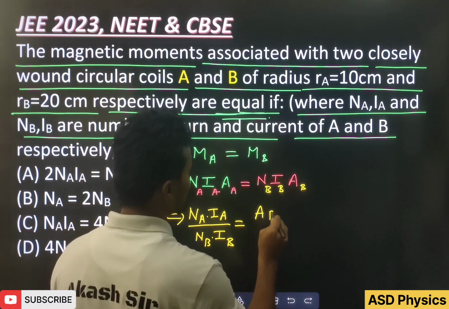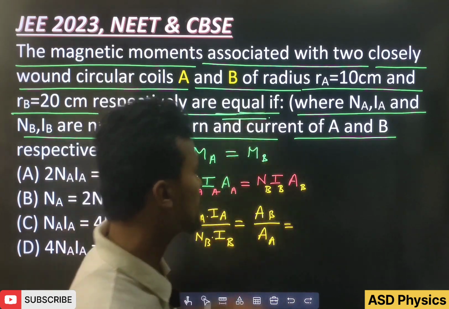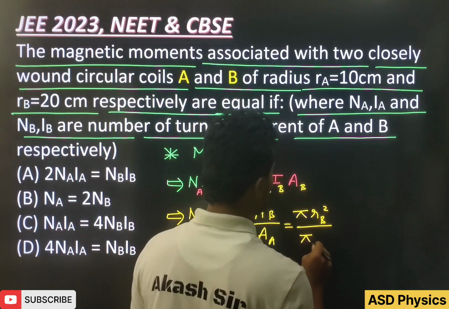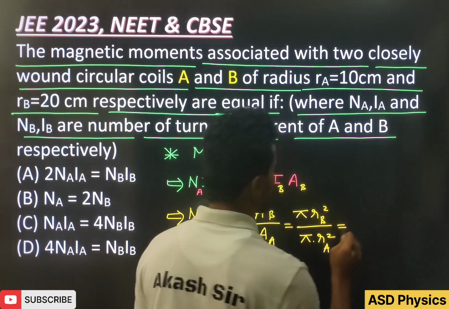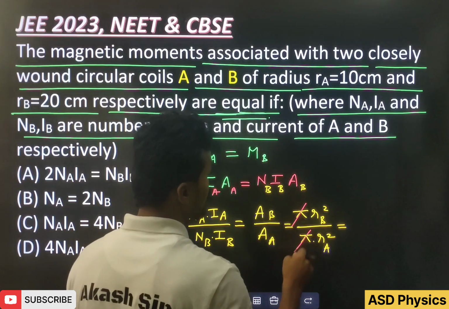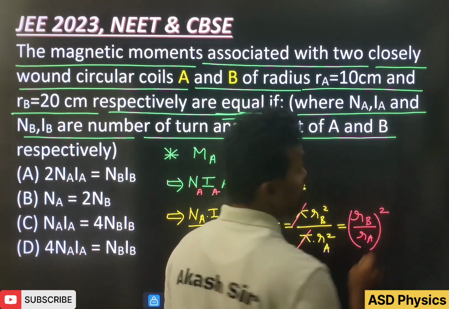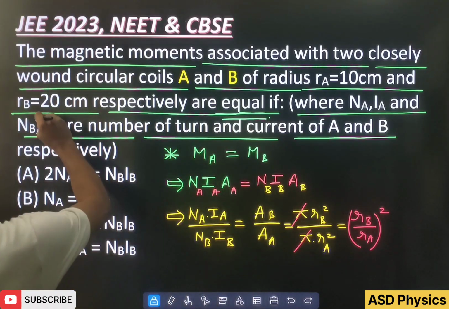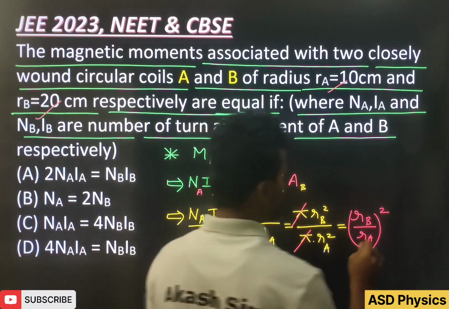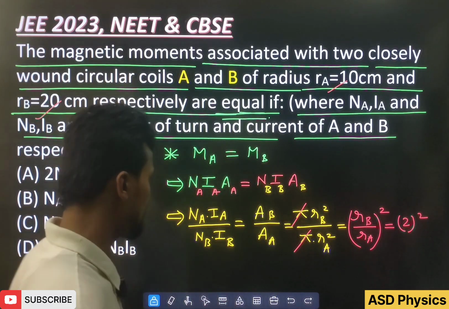So what will this become here? It will become AB by AA. Is it? What is the area? No? Circular coil is there. So AB will be what here? Pi RB square. And here what will come? Pi RA square. Correct? So pi anyhow cancelled only. So this will become RB by RA whole square. Now, what is RB? You can see 20 centimeter. What is RA? 10 centimeter. So 20 centimeter by 10 centimeter. That means we can write here 2 square. Centimeter cancel. Zero also cancel.